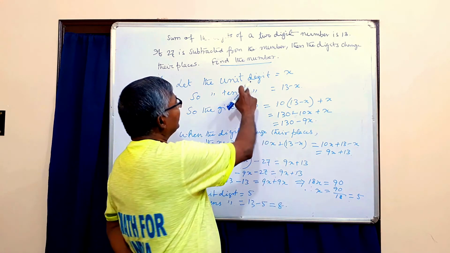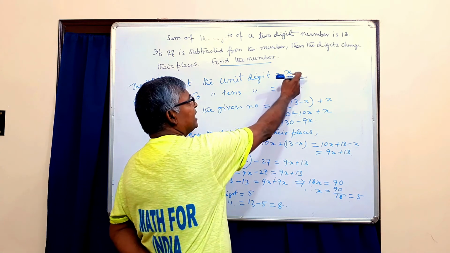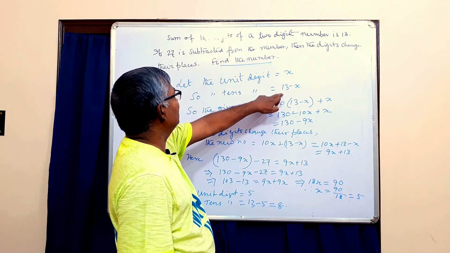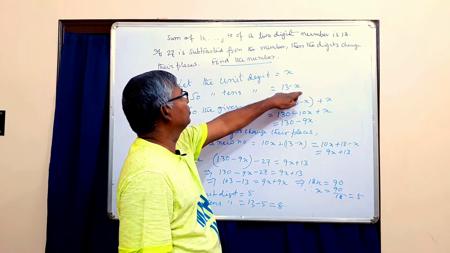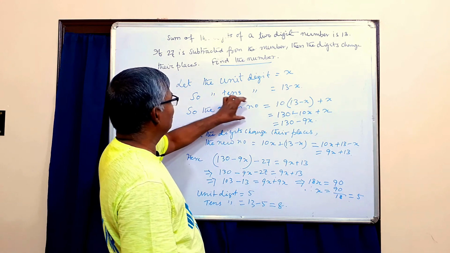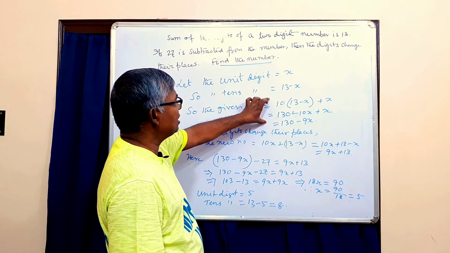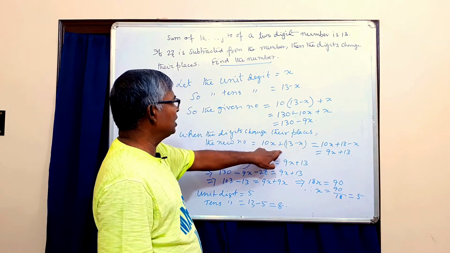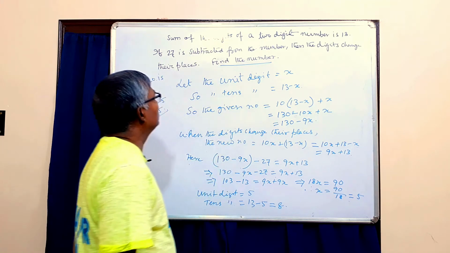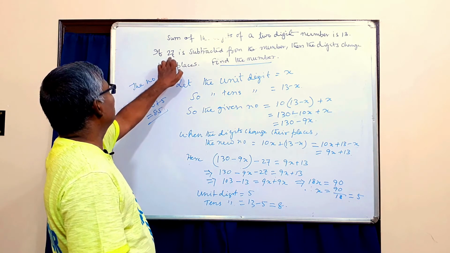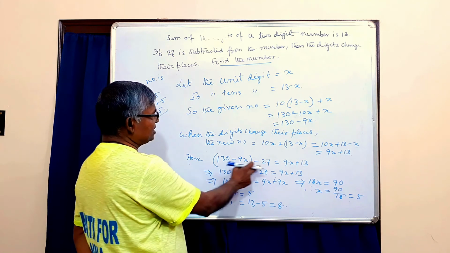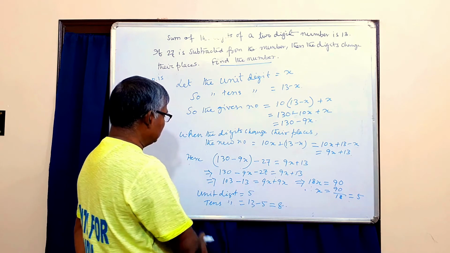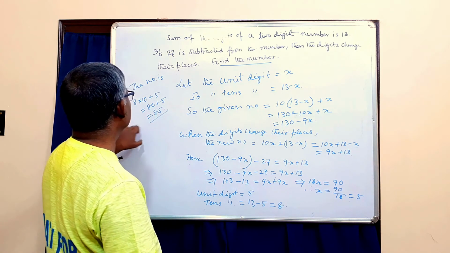Simply you take the unit digit as x, and as per given condition you get the tens digit. Then apply the rule to get the first number and to get the second number. Here is the second number as per given condition. Now what is the condition? If 27 is subtracted from the first number, you get the second number. Now solving this we get the number is 85.